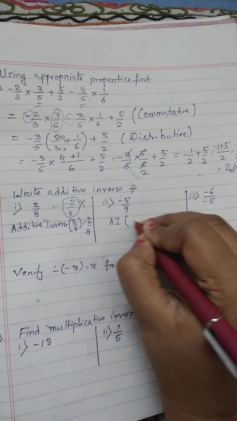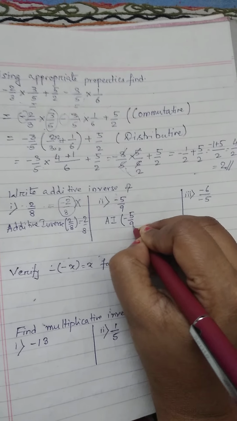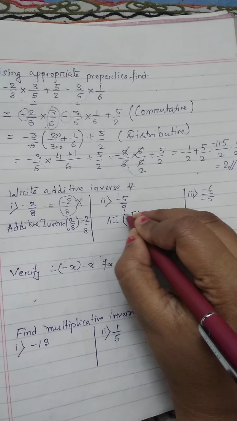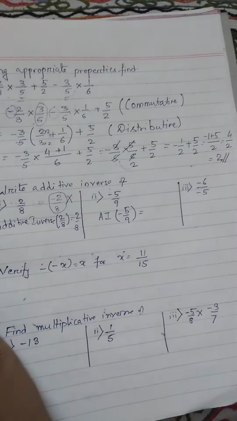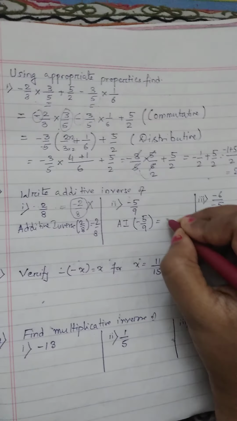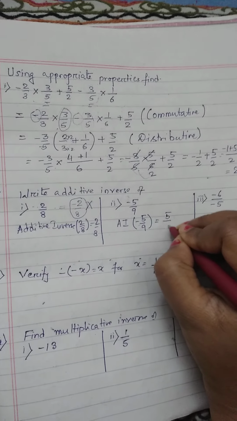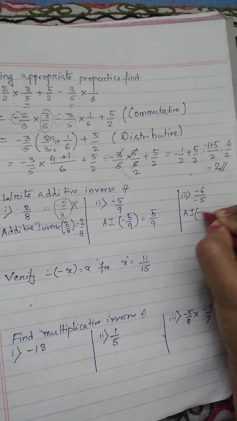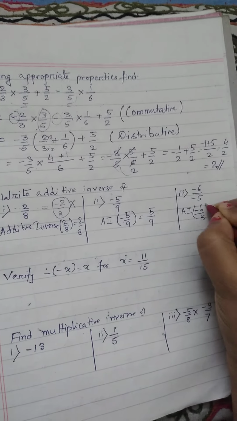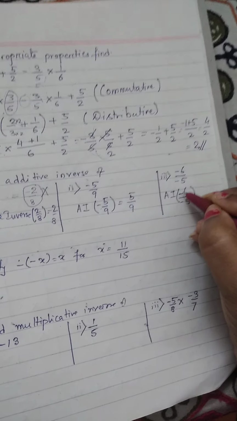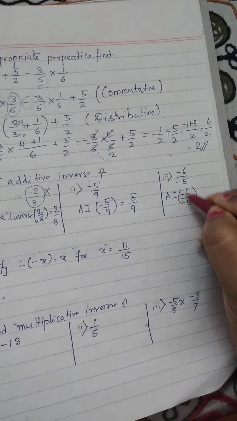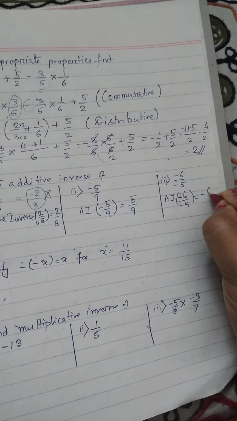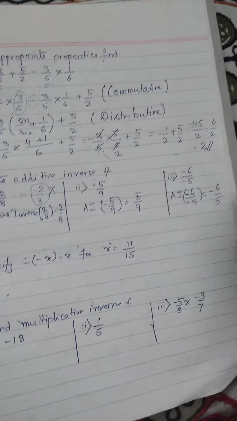Fine. Similarly, here what happens? Additive inverse of minus 5 by 9 is? So minus of minus 5 by 9. The sign will change. If it is plus, it will become minus. If it is minus, it will become plus. So this will become 5 by 9. Now all of you tell me, what is the additive inverse of minus 6 by minus 5? See, here minus and minus will get cancelled. So 6 by 5 is positive. So this will be equal to minus 6 by 5.